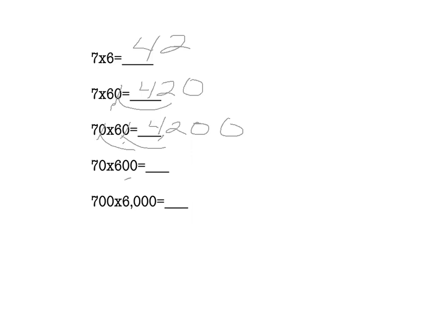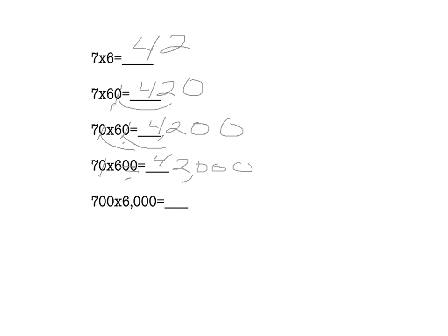Let's go down here. I've got my multiples of 10, so I can take that zero off, take those two zeros off. 7 times 6 is 42. Bring those two zeros over, bring that zero over, and then put a comma every third place value. So 70 times 600 is 42,000.